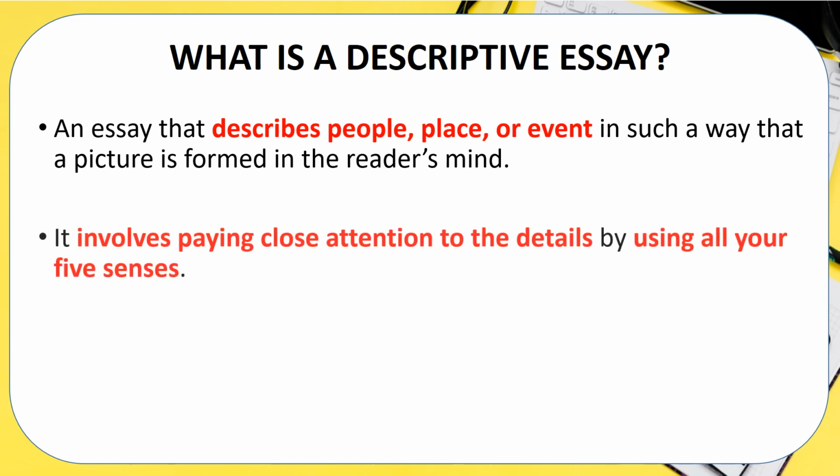So basically, being descriptive involves paying close attention to the details by using all your 5 senses. So basically, we describe using what we can see, what we can hear, what we can smell, what we can touch, and also, in fact, our 6th sense, which is our feelings.